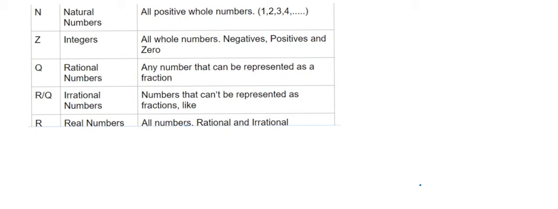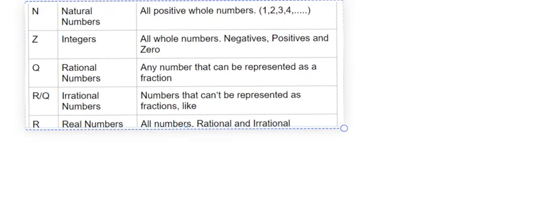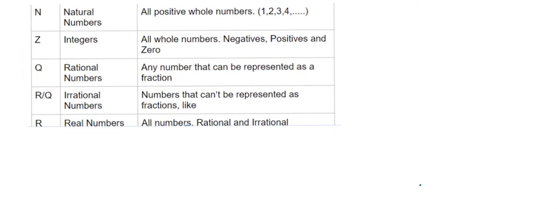So it's really important to understand the difference between them and understand which numbers are in each one. If we just start at the top here, the first one is the N, the natural numbers. These are all positive whole numbers, so 1, 2, 3, 4 and so on. These are the numbers that you deal with usually in primary school. If we were to list a few more, 5 would be another one, 6 would be another one, and everything above that. 0 is not included.